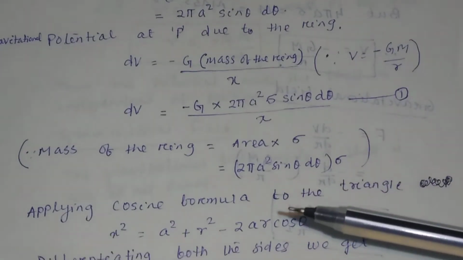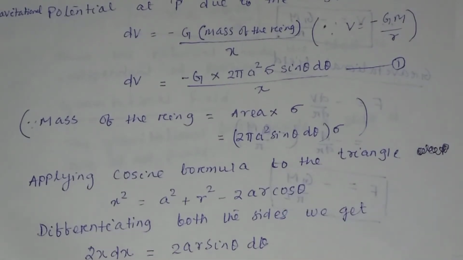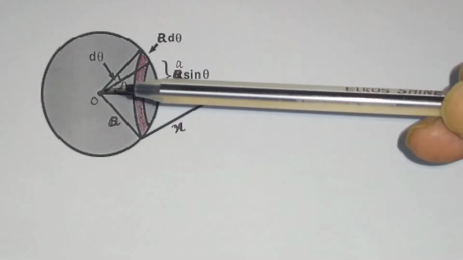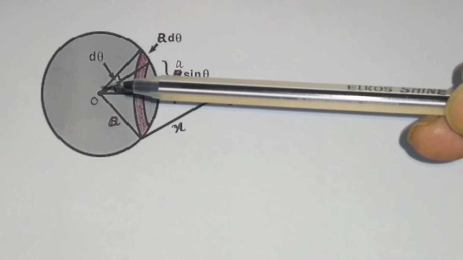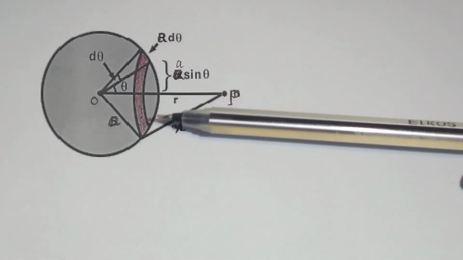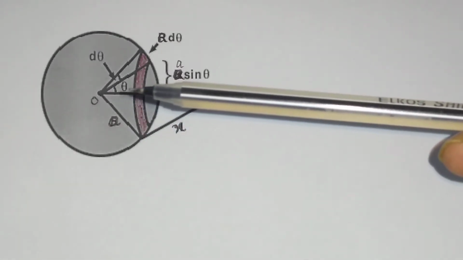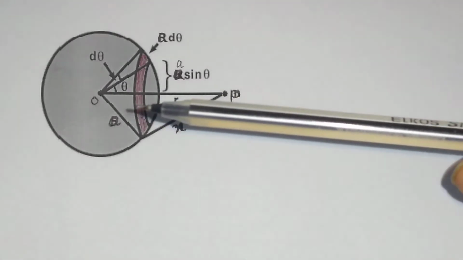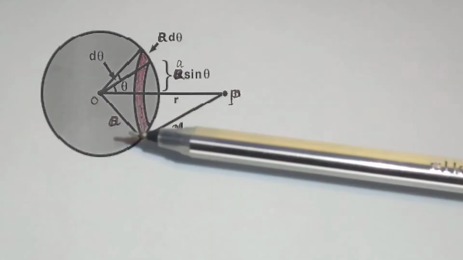And here we have to apply the cosine formula to the triangle. You apply the cosine formula to this triangle. Either you consider this triangle or you consider this triangle, and if you apply the cosine formula, that is x squared is equal to a squared plus r squared minus 2ar cos theta, where theta is the angle between a and r.